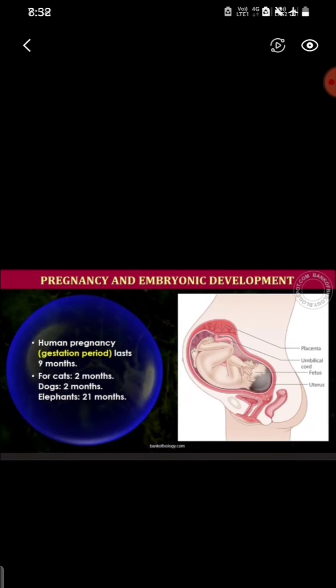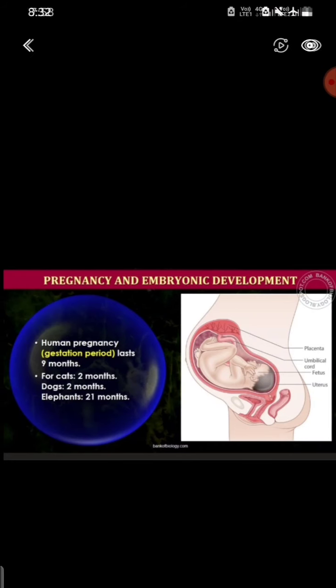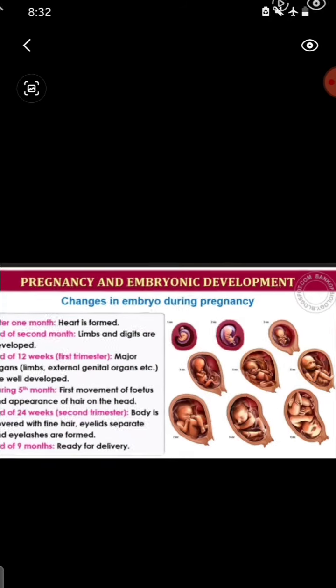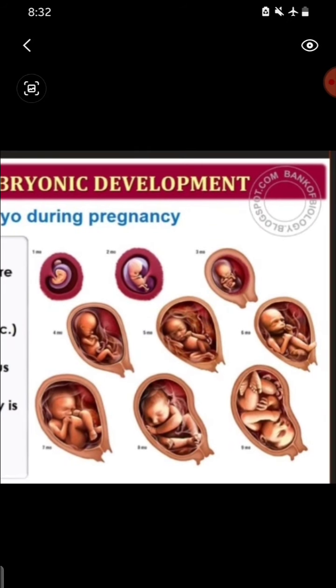Okay, so human pregnancy, that is the gestation period, lasts for 9 months. Gestation period means pregnancy period, it will last for 9 months. For cats 2 months, dogs 2 months, elephants 21 months. So it depends on different types of organisms. Okay, so changes in the embryo during pregnancy. What are the changes that take place during pregnancy? What are the organs that will develop?